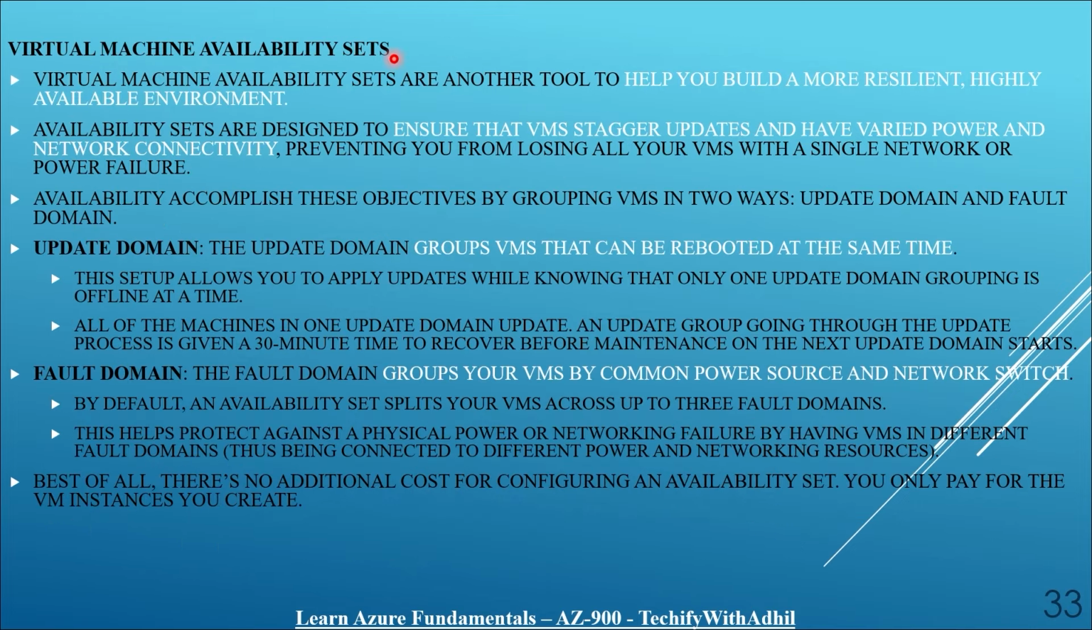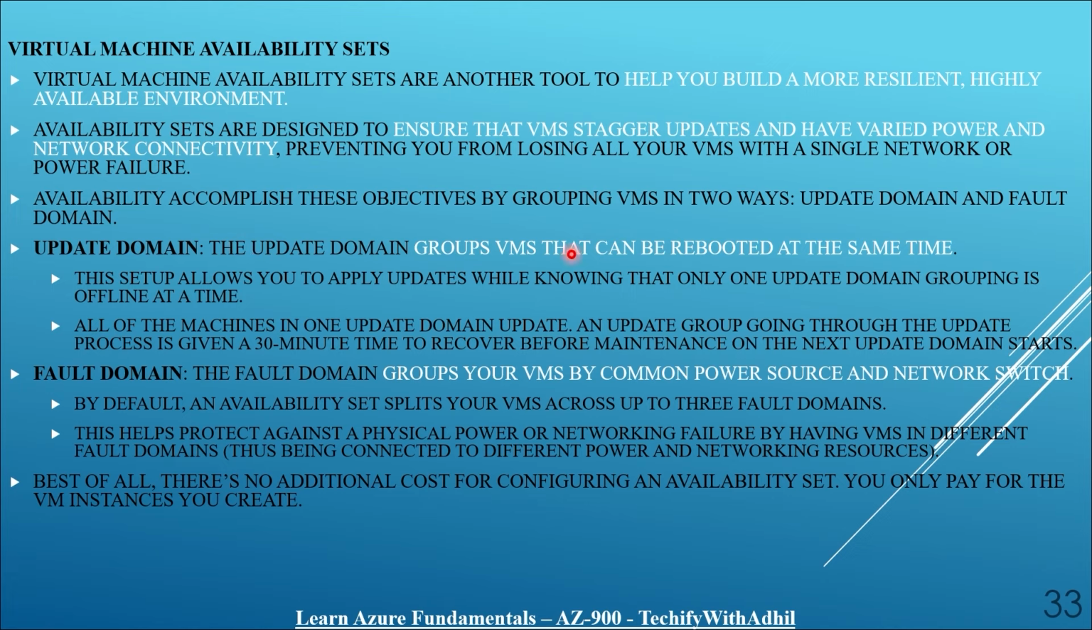This is the availability set. Virtual machine availability sets are another tool to help you build a more resilient, highly available environment. Availability sets are designed to ensure that VMs stagger updates and have varied power and network connectivity, preventing you from losing all your VMs with a single network or power failure. Availability sets accomplish these objectives by grouping VMs in two ways. One is update domain, the other one is fault domain.